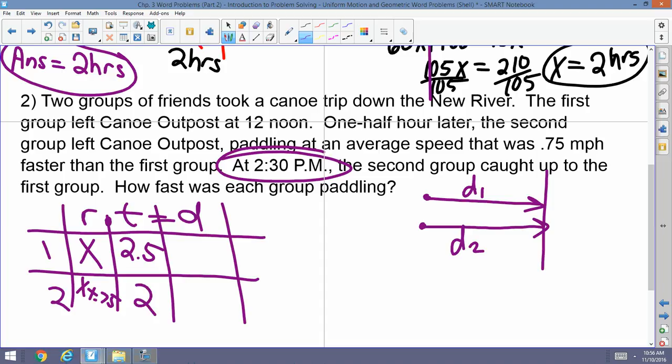Are you with me here, guys? What is the distance of the first group? Rate times time equals distance, guys. 2.5x. What's the distance of the second group? You got to distribute the 2, so very good. It's 2 times parentheses x plus 0.75, so that's 2x plus 1.5. Now, does everyone see what I've done so far?